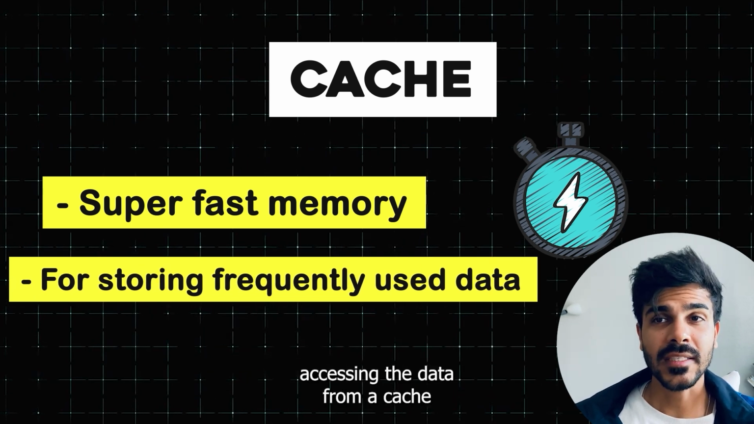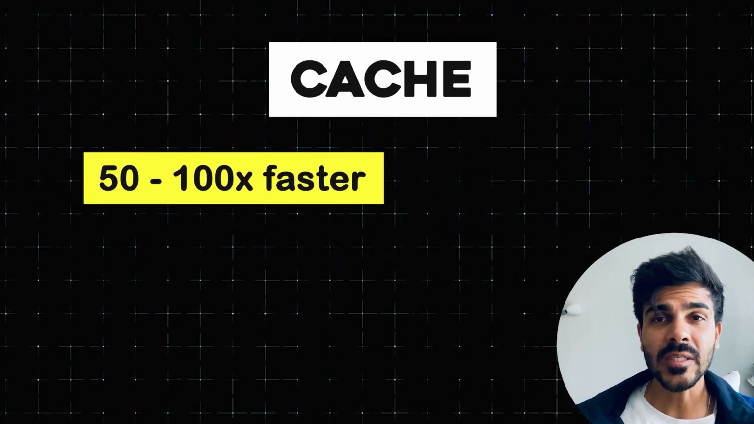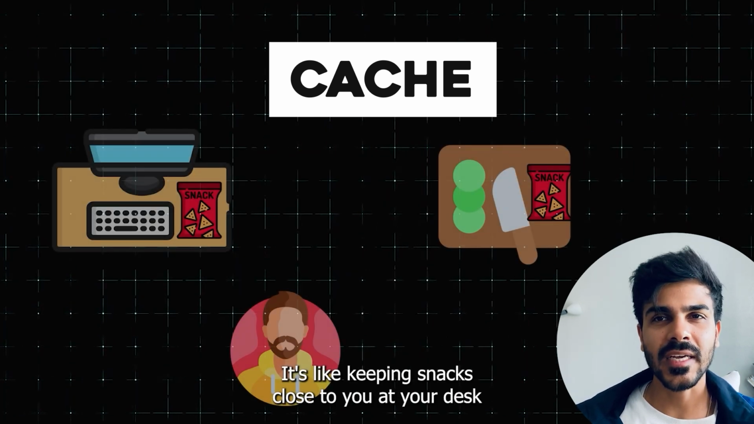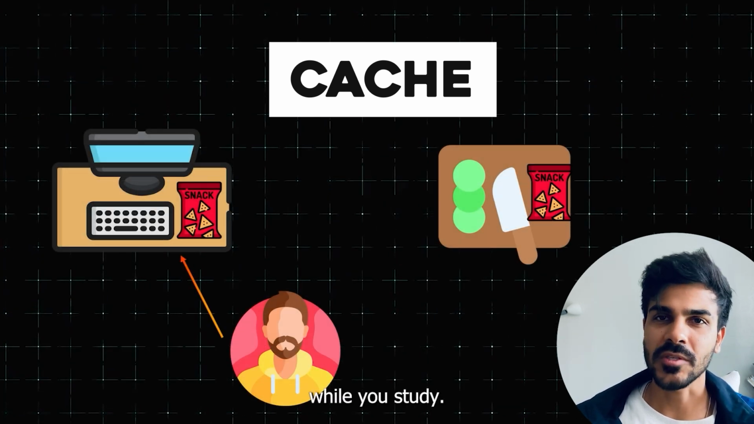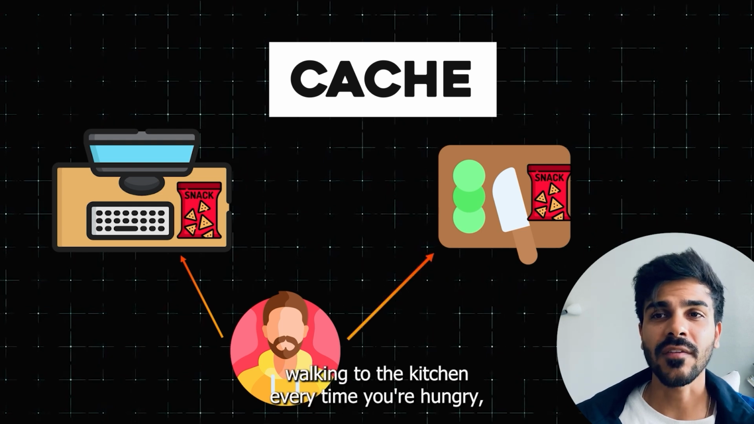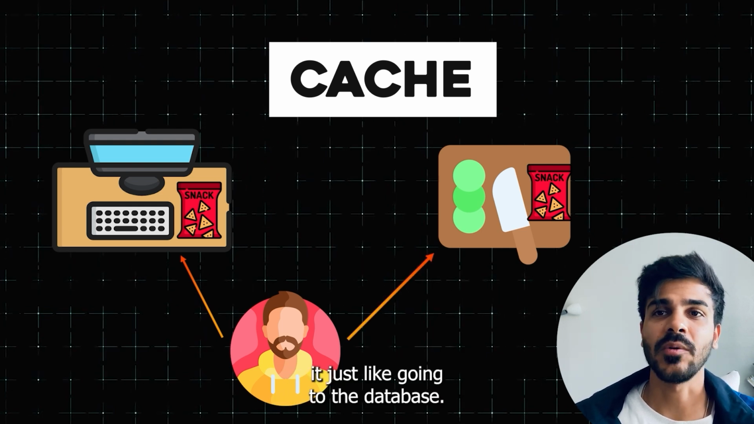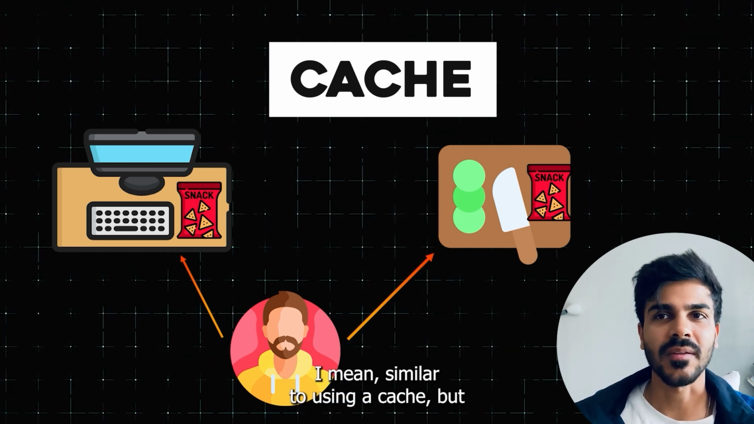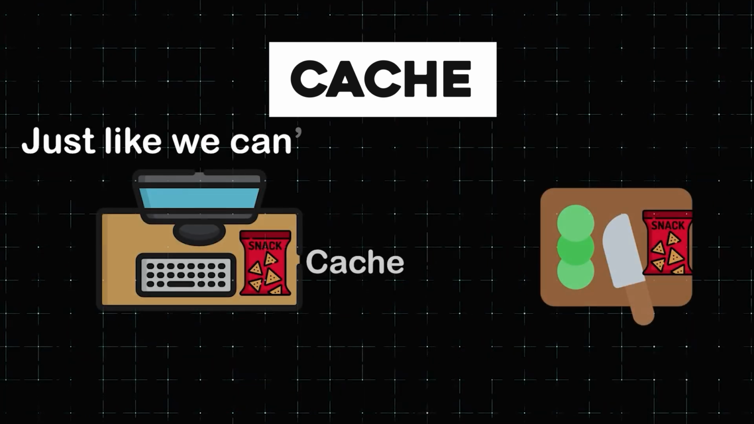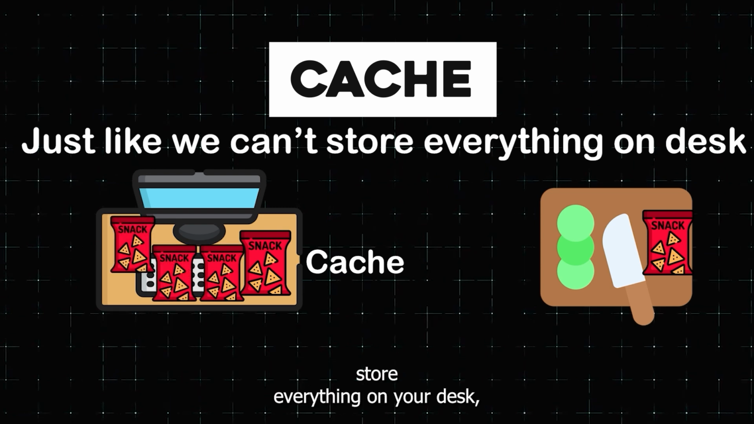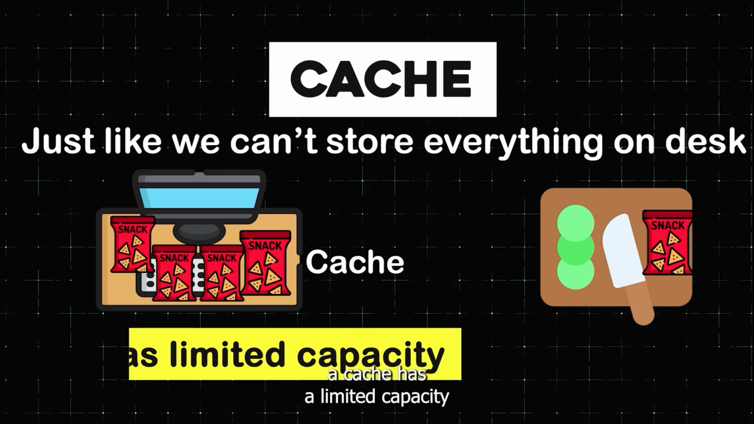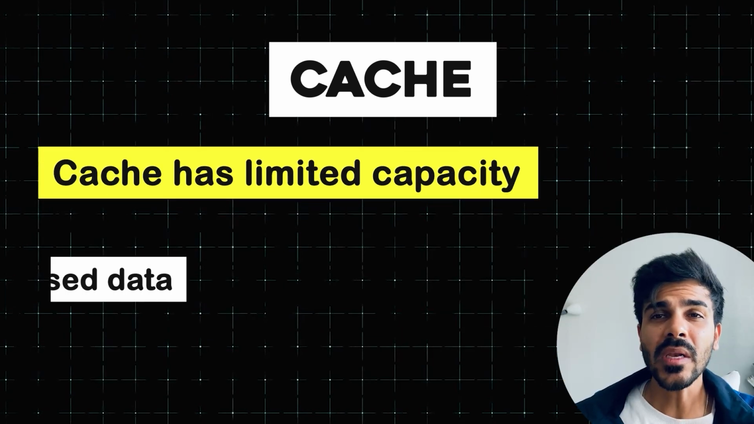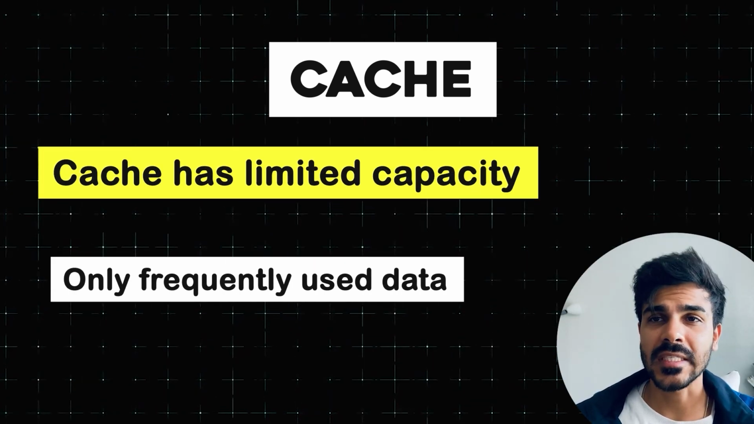In fact, accessing the data from a cache is around 50 to 100 times faster than accessing it from the database. It's like keeping snacks close to you at your desk while you study. So instead of walking to the kitchen every time you're hungry, which is like going to the database, you simply grab a snack from your desk. Again, similar to using a cache. But just like how you cannot store everything on your desk, a cache has a limited capacity compared to a database. That is why we store only the most frequently used data in the cache.